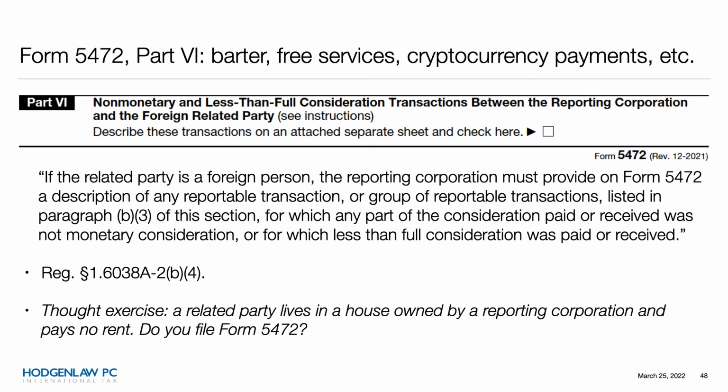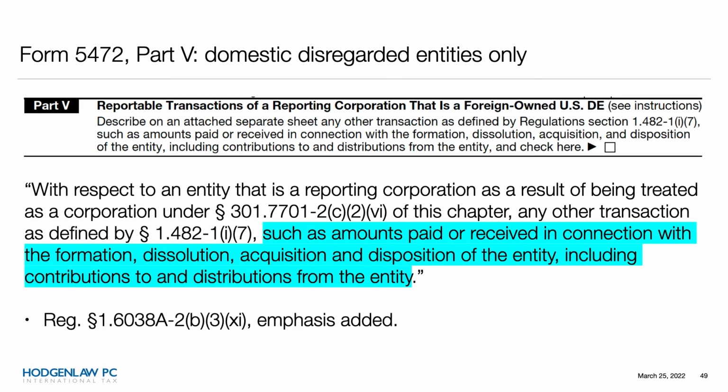So for anyone preparing a return for any entity that's starting to do business in cryptocurrency, and we've seen companies that do 100% of their business in cryptocurrency, no cash money at all, this is where it'll go.